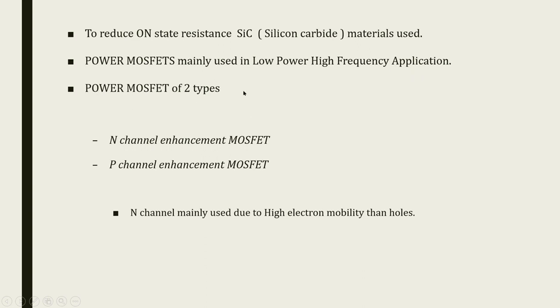And also power MOSFETs are majorly of two types. One is N channel enhancement MOSFET and the other is P channel enhancement MOSFET. In that, N channel is mainly used because the mobility of electrons will be more than that of holes. So electrons will be moving faster. Because of the high electron mobility, N channel is mainly used as power MOSFET.